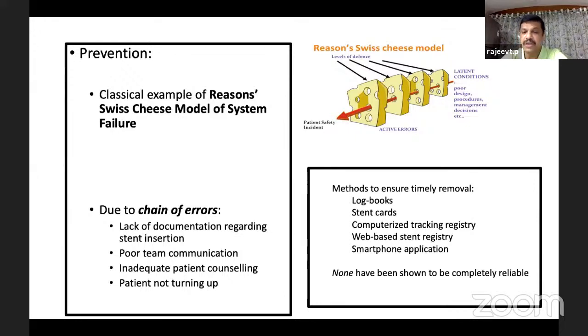Now, how to ensure timely removal? One can go for proper maintenance of logbooks. Or now there are stent cards, which are given to the patient, and a copy is maintained with you. Another is a computerized tracking registry. Web-based stent registry, or nowadays even smartphones, have also been employed for communicating in advance to the recipient so that they come on time for the removal of the catheter. But to date, none of these have been shown to be completely reliable.